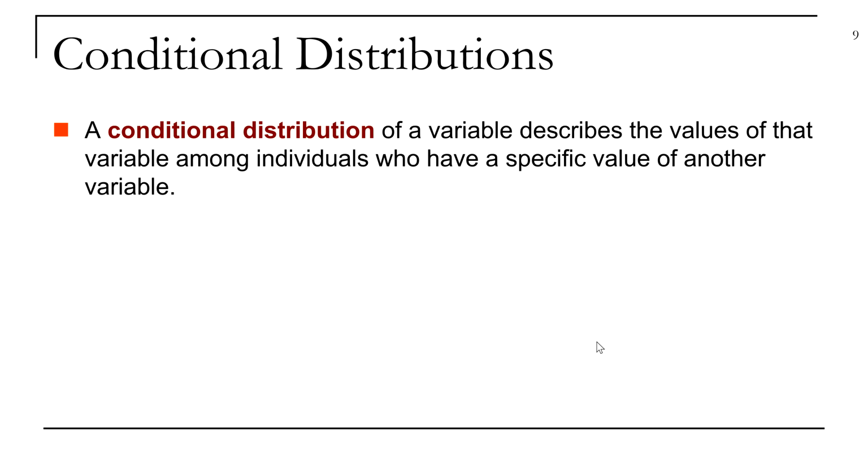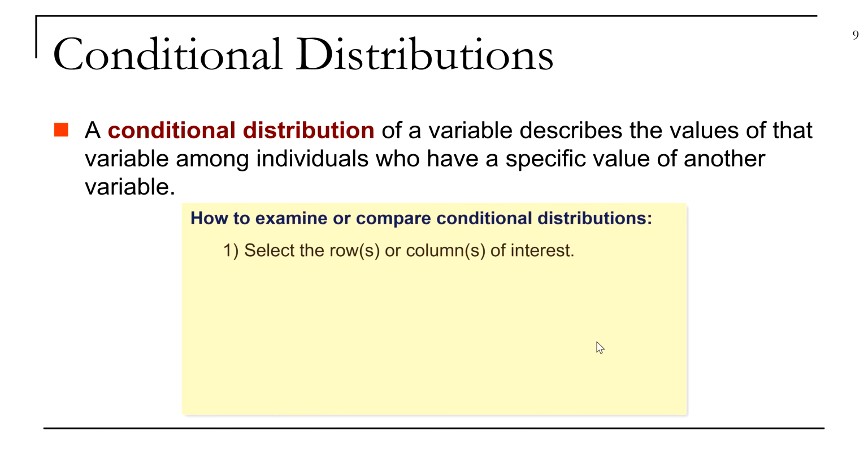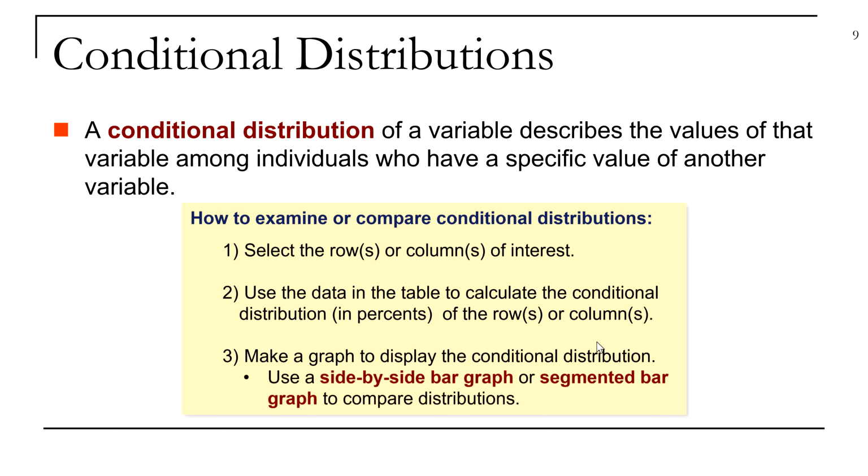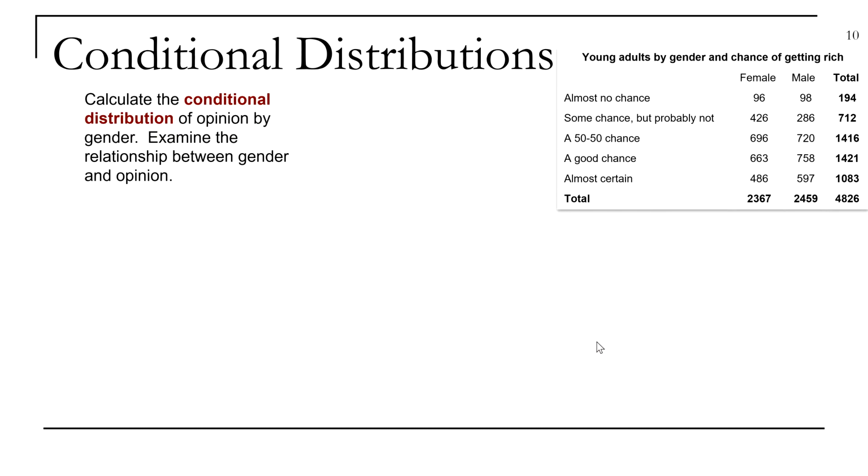Now, what we just saw, we call those conditional distributions, and we examine them. We can split them up by, say, men and women and see how they differ. And when you do that, you get what's called a side-by-side bar graph or a segmented bar graph, and they're pretty cool looking. So it'll show you how we compare different distributions.